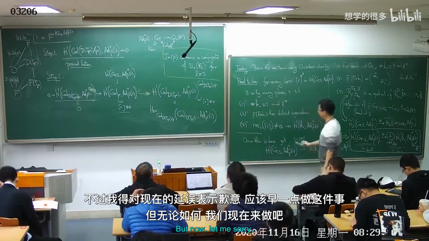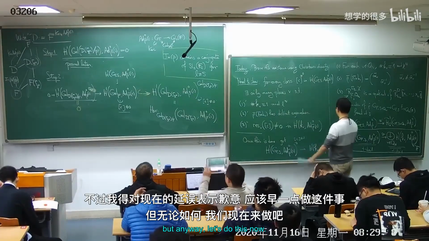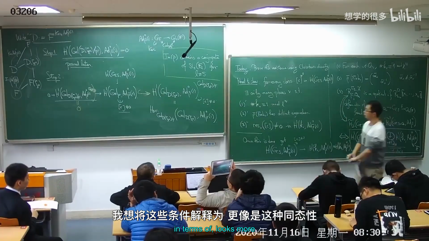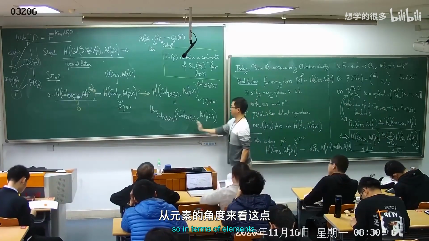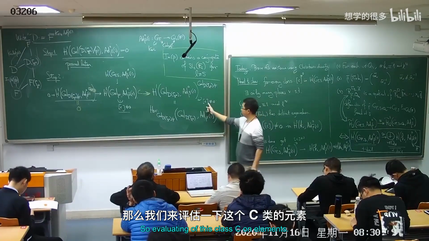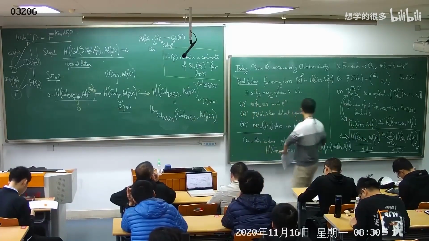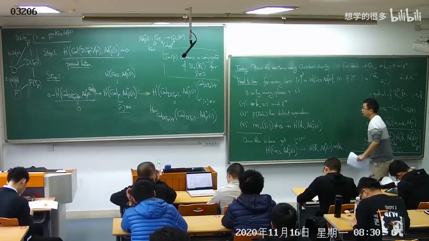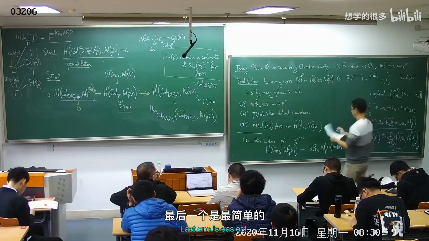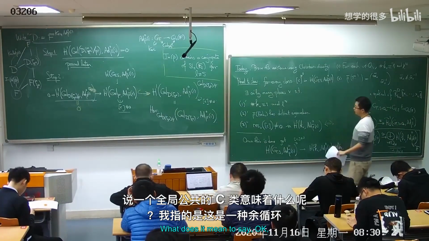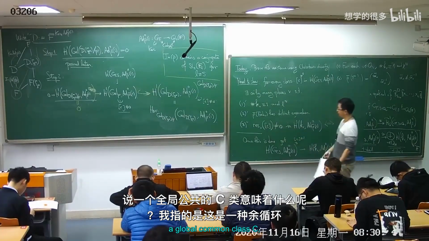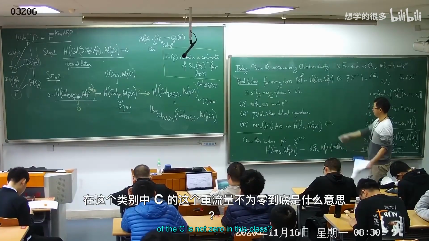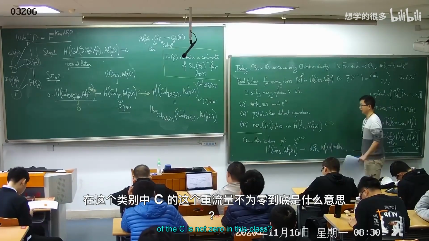But now maybe I should have done this earlier, but anyway, let's do this now. I want to interpret these conditions in terms of the homomorphism, so in terms of elements: evaluating this class C on elements and seeing what we have. So what do we have here? Let's do the last one. The last one is easiest. What does it mean to say, okay, a global cohomology class C, think about it as a kind of cocycle. What does it mean to say this restriction of C is not zero in this class?